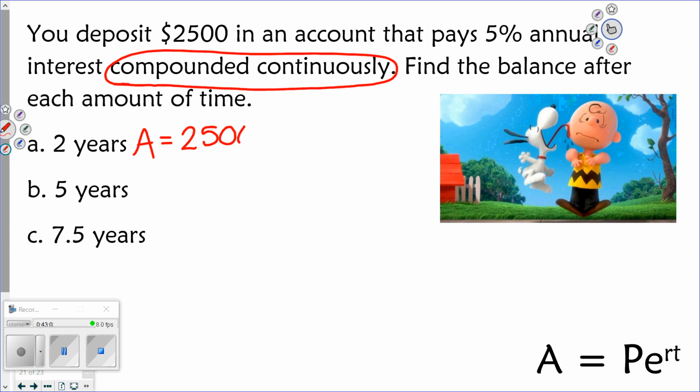And then we have an E. That is not a variable. E is a number, not a variable, to the RT power. My rate, what's 5%? 0.05. And my time, this was 2 years.